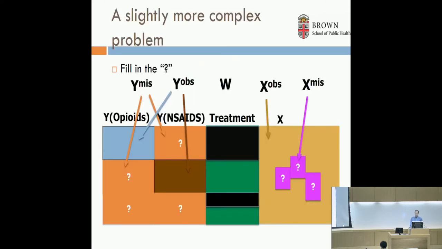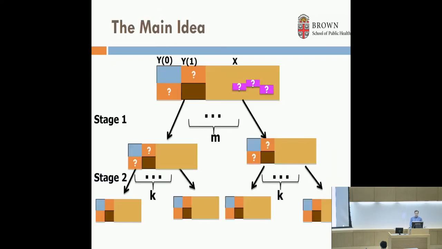The way that I'm going to solve it looks very simple. That's what I'm going to do. I'm going to fill in those missing values, and then I'm going to fill in those missing potential outcomes. That's it. If you remember anything from this lecture, that's the only thing that I'm doing. Everything else is just mumbo jumbo. But that's the only thing that I've done.